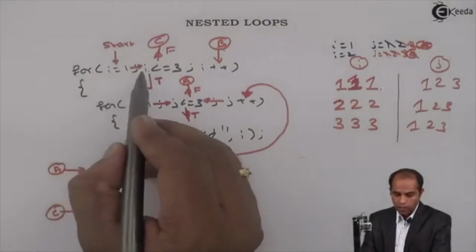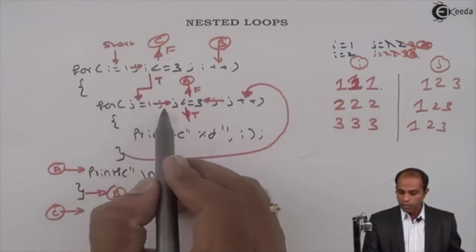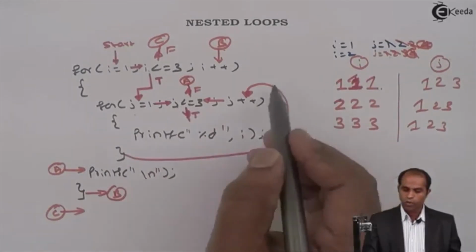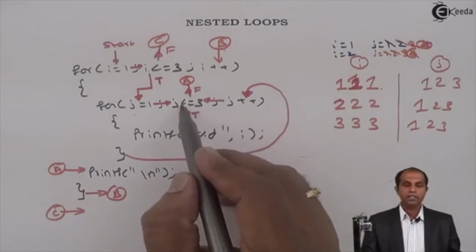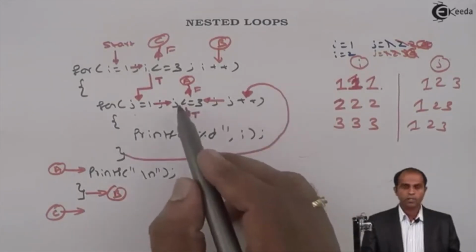So when i is 1, 1 less than or equal to 3, true. True in the sense, go to j equals to 1. Go to condition, 1 less than or equal to 3, true. True, print i, go back, j plus plus. Then j less than or equal to 3. Again true, print and then go back. Keep on doing this particular operation till j remains true.